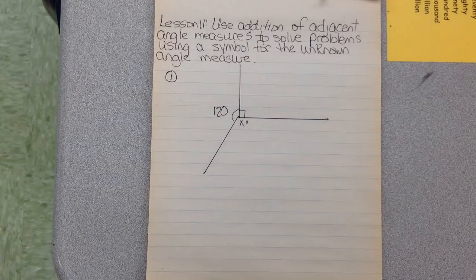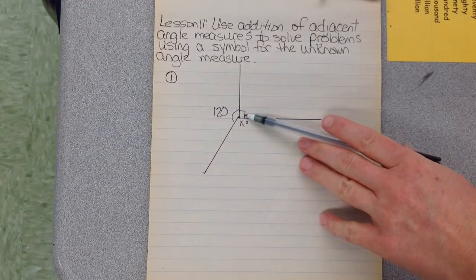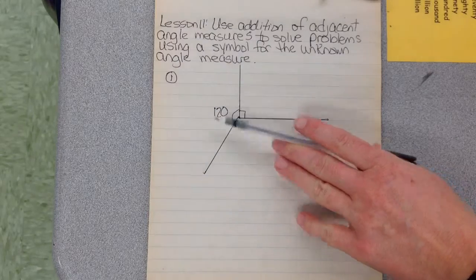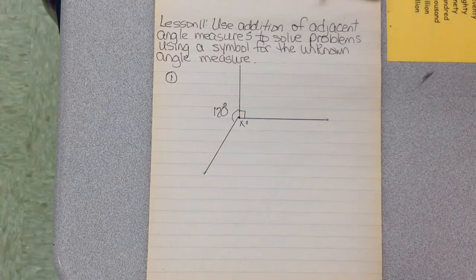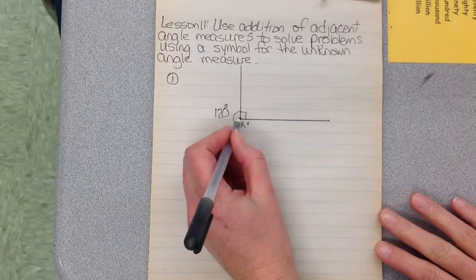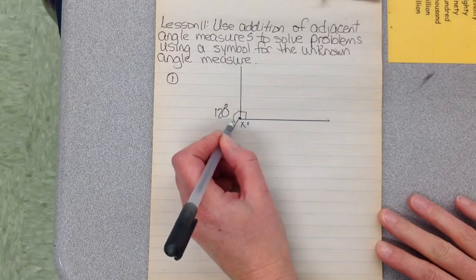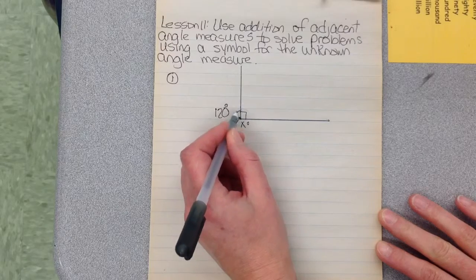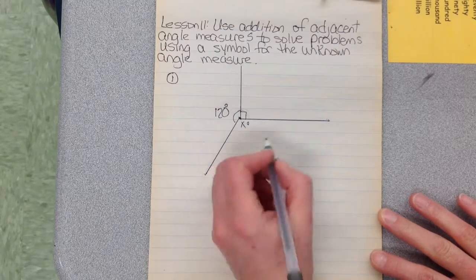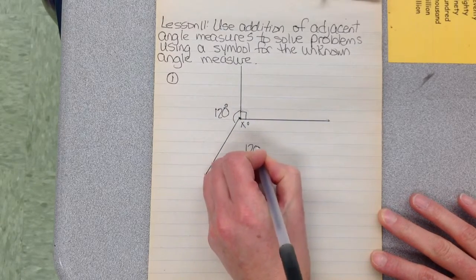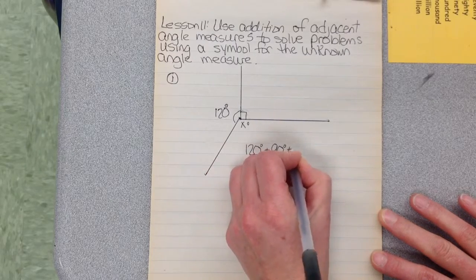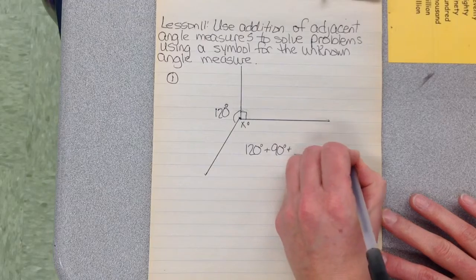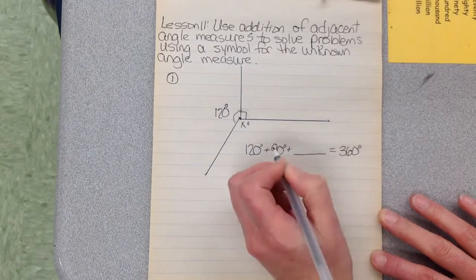Let's look at our first example. We know this angle is 90, this one is 120 degrees. We need to find this one. You notice they all come together at the vertex. Okay, this is 360 degrees. Together they make a circle. So 120 degrees plus 90 plus something is going to give us 360 degrees.